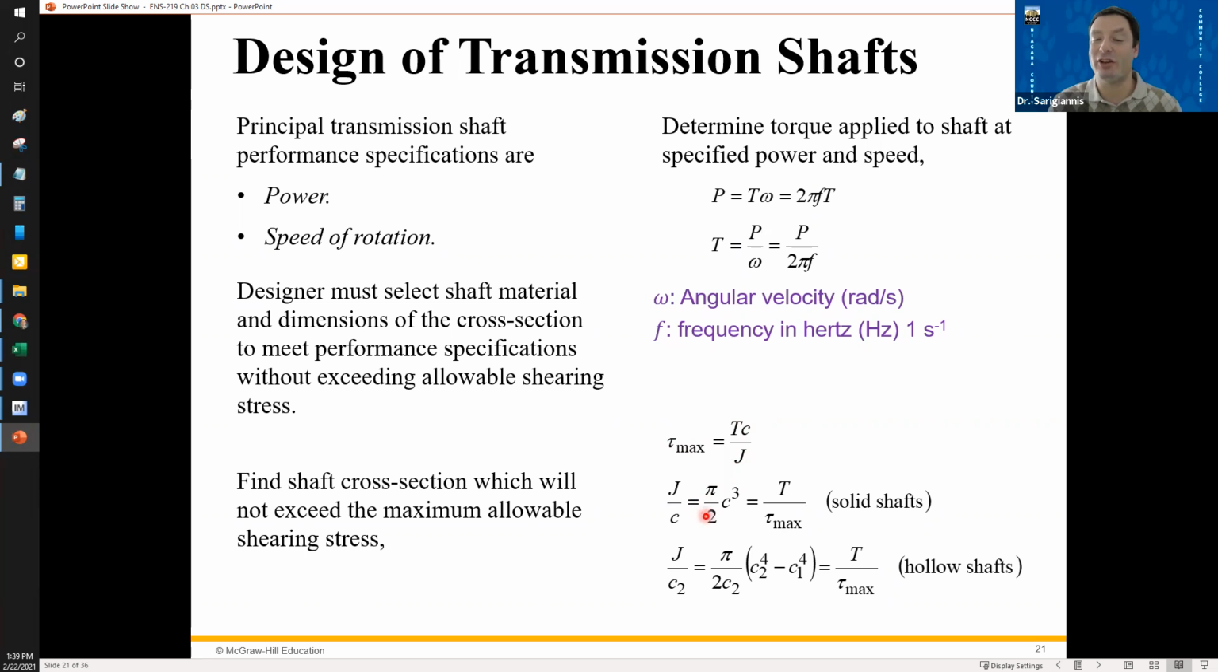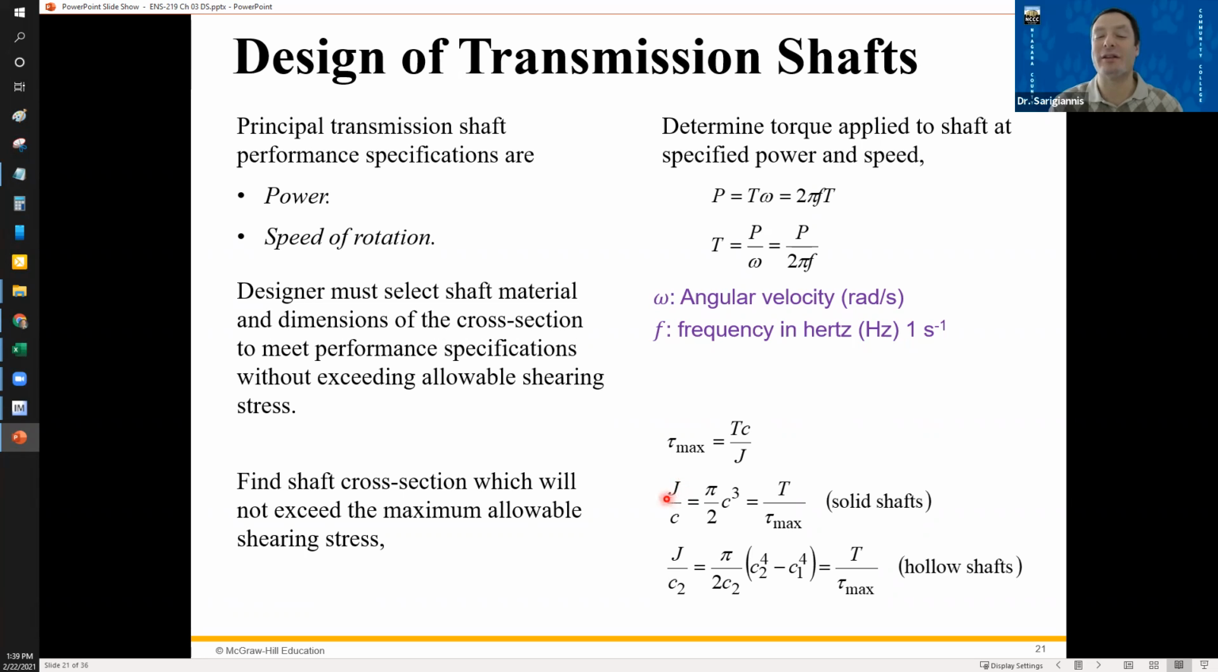And we can rearrange these to find C, sort of. J over C equals pi over 2 C to the cube, right? So this is for solid shafts. All they're doing here is taking the J. Remember, J is pi over 2 times the radius to the 4th.